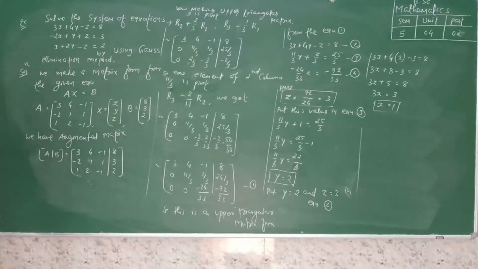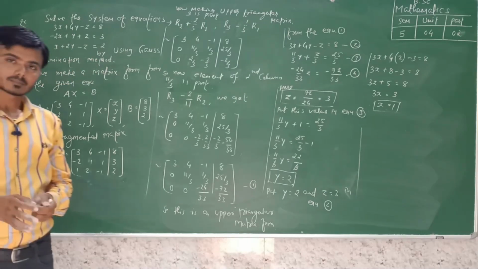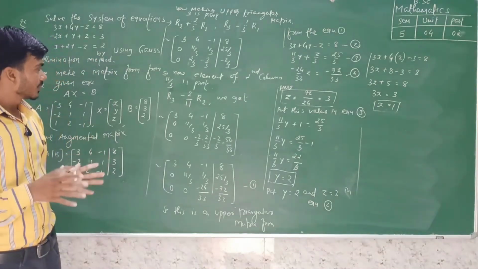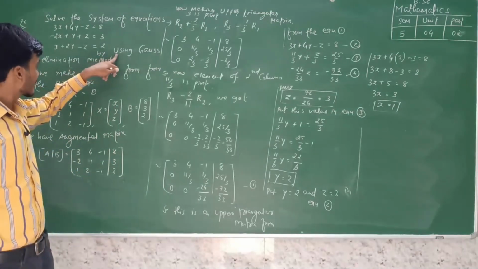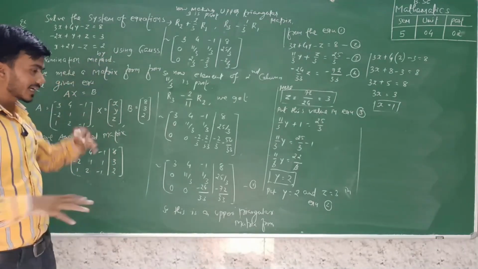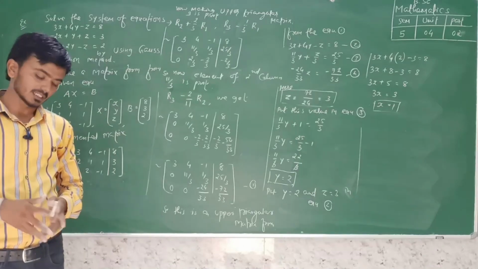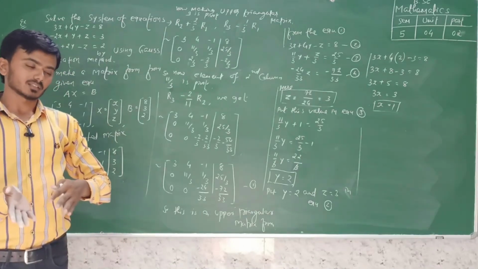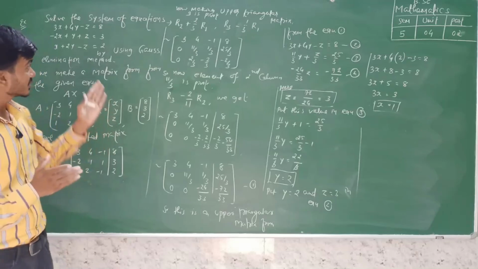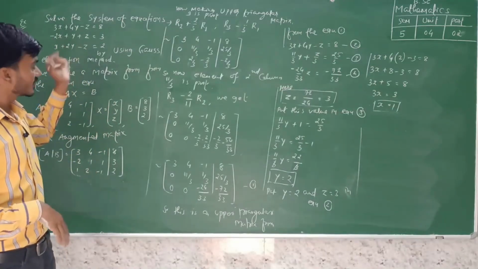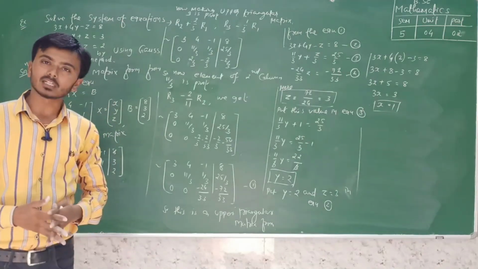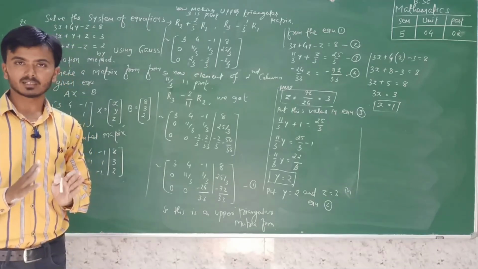So this type of equation can be solved by using the Gauss elimination method. One thing to remember: whenever you use the Gauss elimination method to solve this type of equation, you make the given system of equations into an upper triangular matrix.